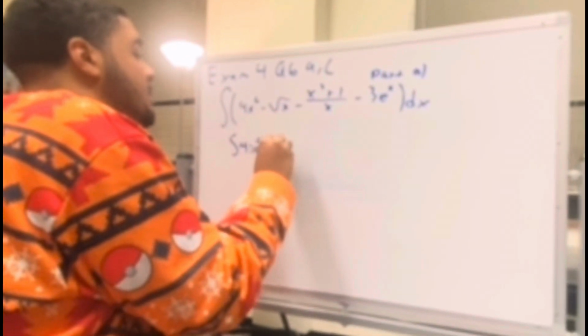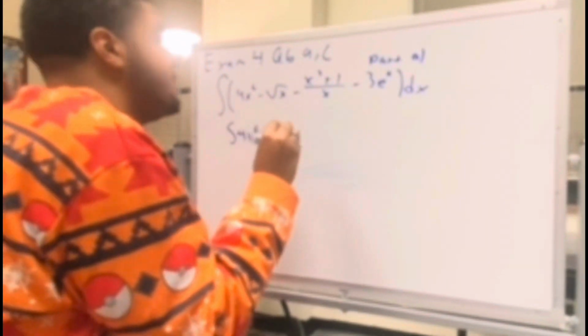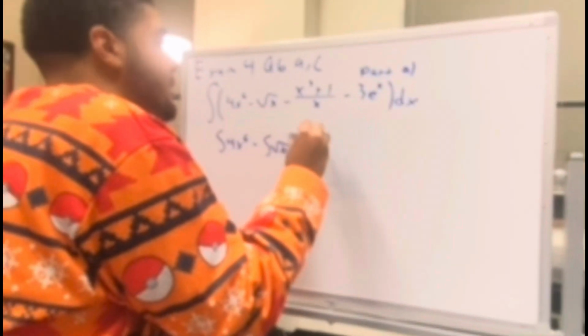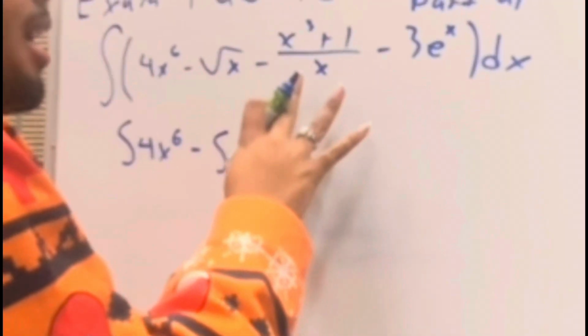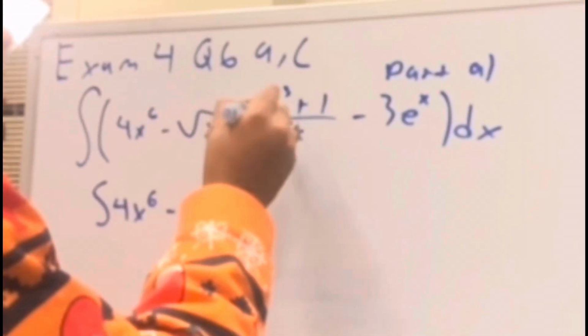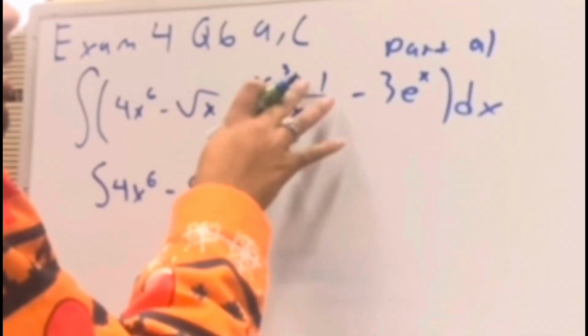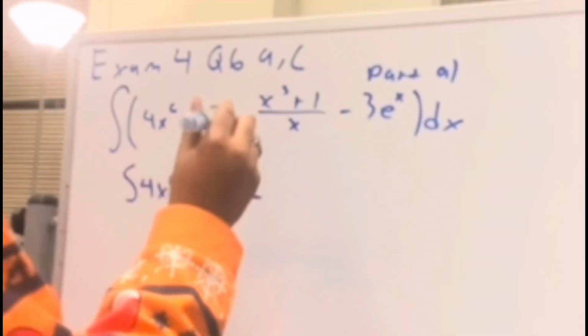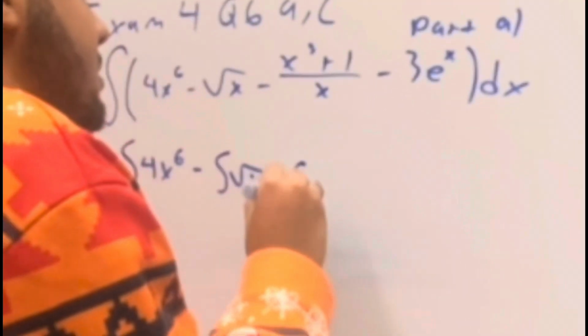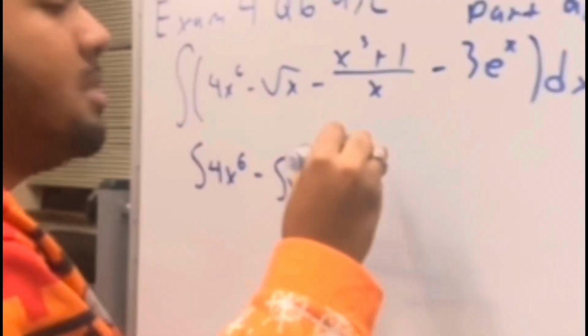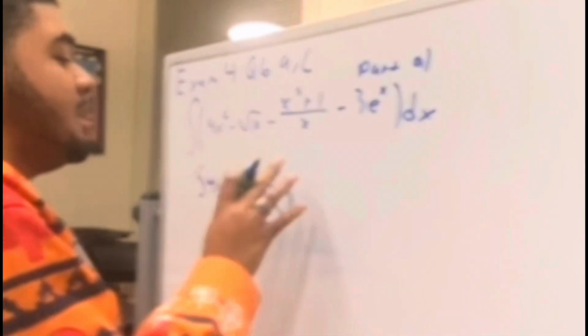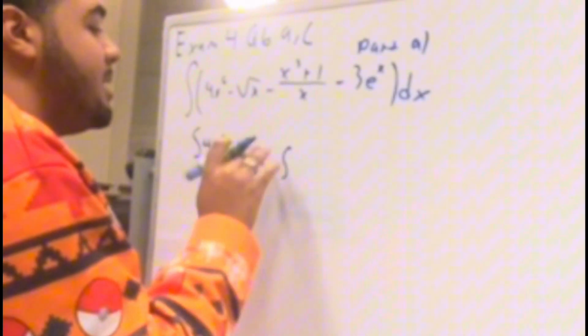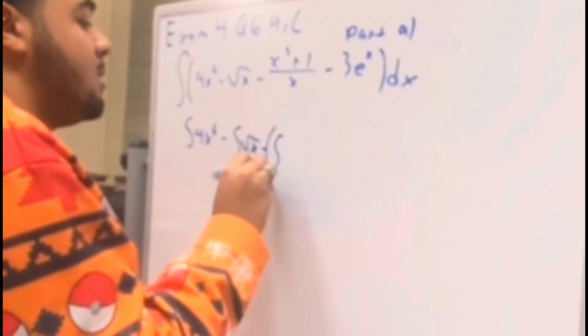Minus integral of the square root of x minus, and then you can break this up, and these would cancel, so you would have x squared, and then over here you would have 1 over x. This should be in parentheses just to be safe, because we have this negative. Let me write that better. There we go.